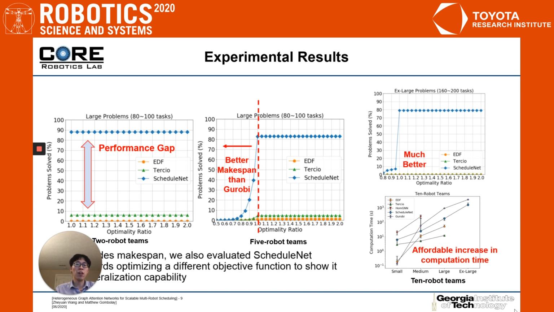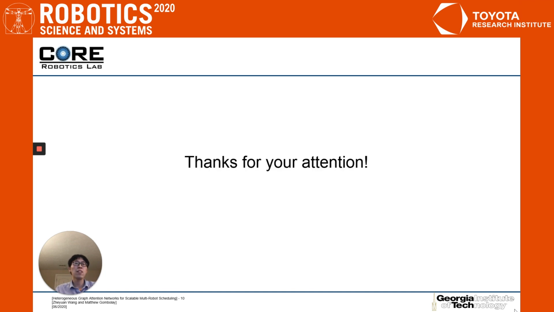Besides makespan, we also evaluate ScheduleNet towards optimizing a different objective function to show its generalization capability. Thanks for your attention.